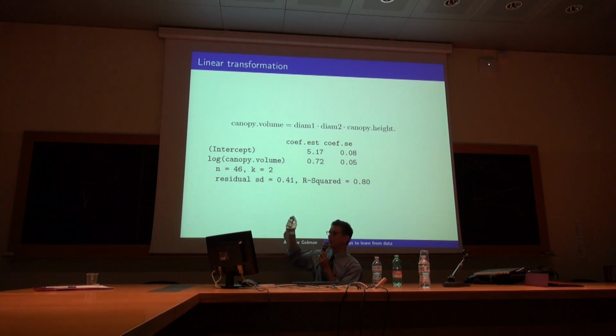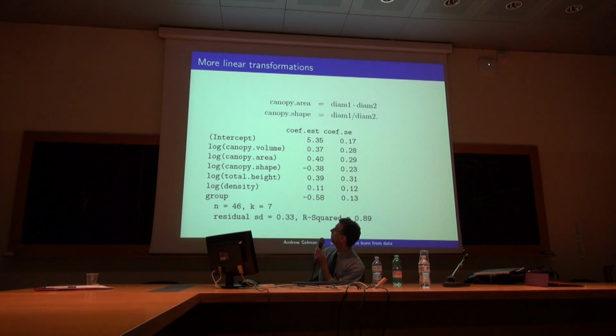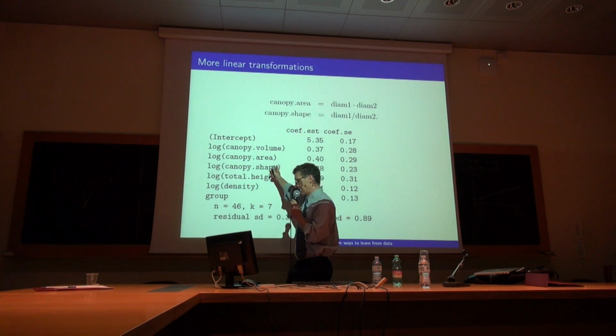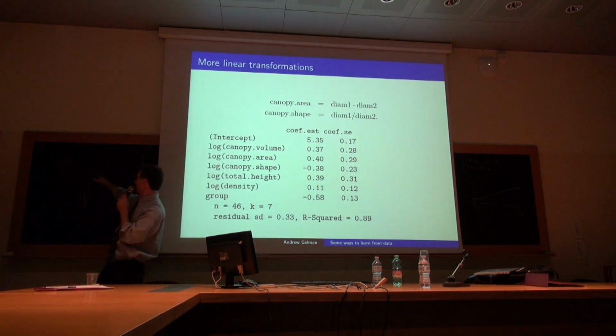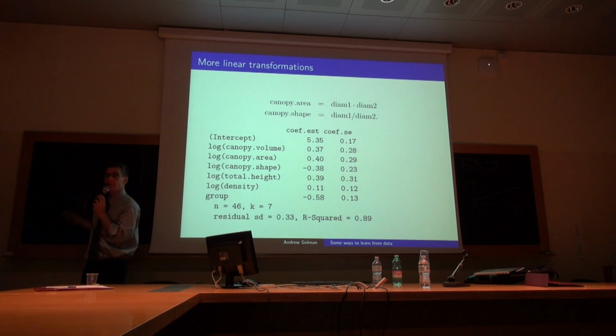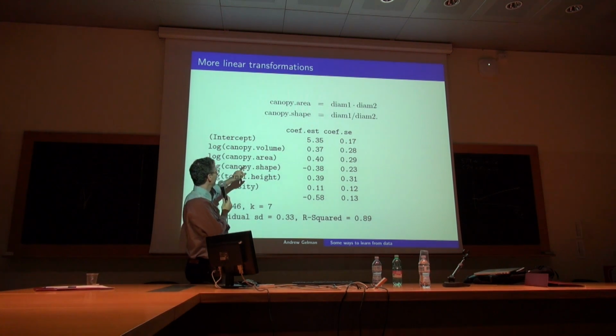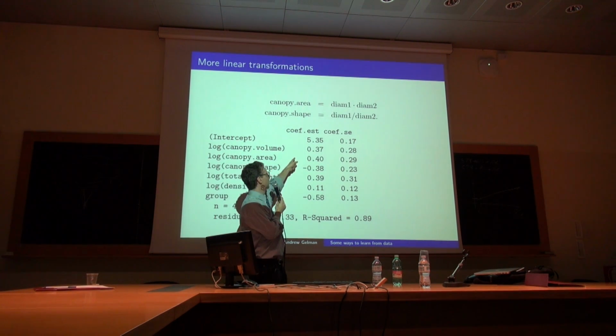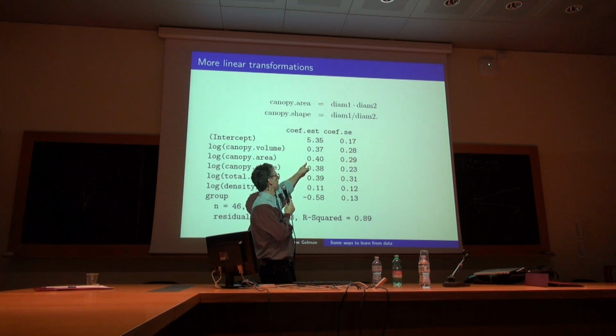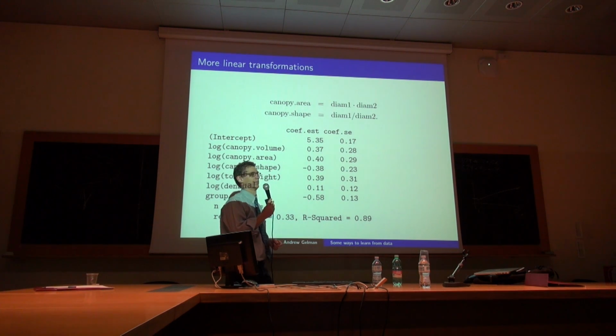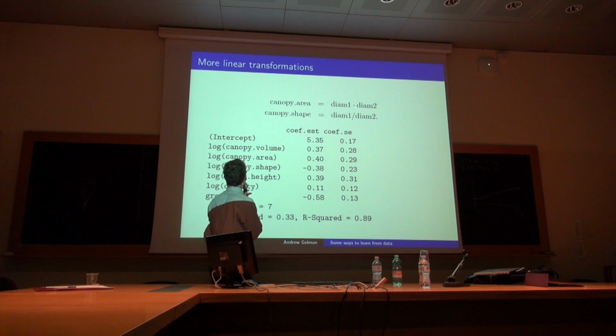I'm going to start with this variable, but now I'm going to add more. I created another variable called canopy area, and the canopy area is the product of the two linear dimensions here. And look, this actually makes sense. So the canopy volume has a positive coefficient, but so does canopy area. Because conditional on volume, area is good, because it's more spread out, so it should have more leaves.